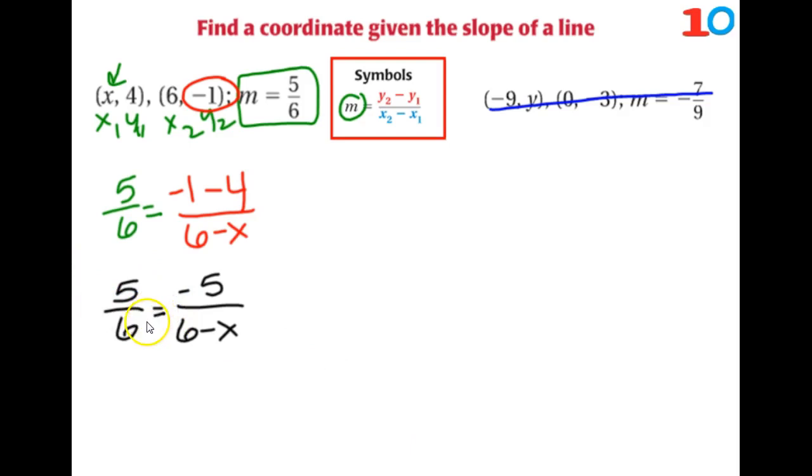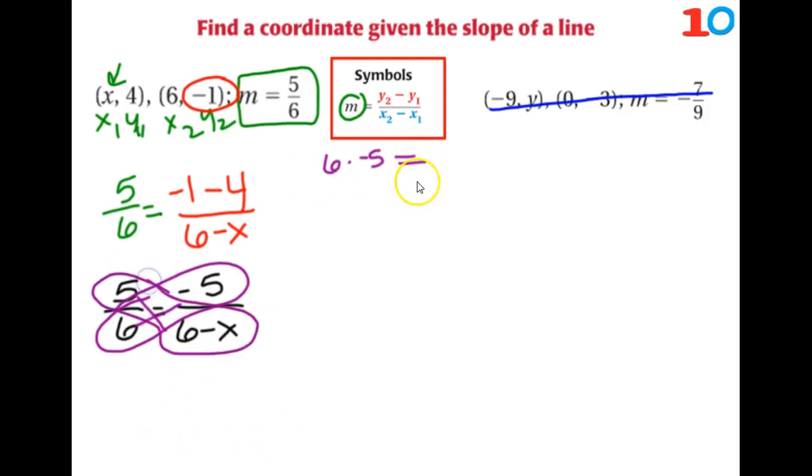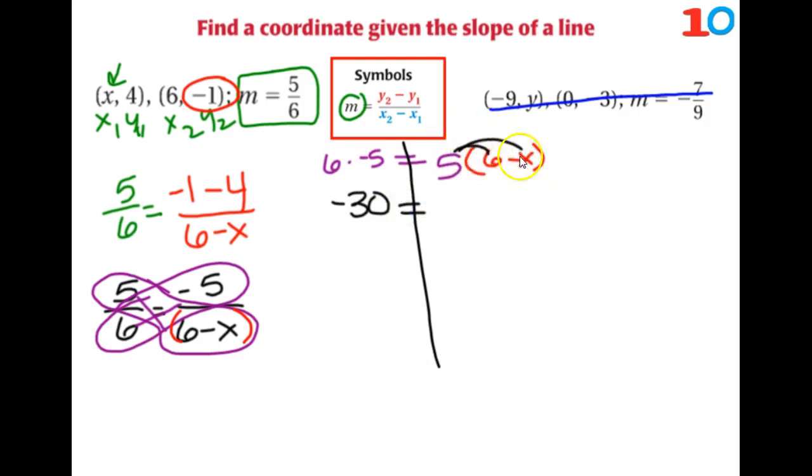But this does look like something we've done before. We can cross multiply like we did in chapter 3. So if I multiply 6 times negative 5 on one side and set it equal to 5 times this whole piece, and this whole piece has adding or subtracting, so we need to keep that together, 6 minus x. Well, 6 times negative 5 is negative 30. If I distribute this, I can draw a box to multiply, or just multiply each term by 5. 5 times 6 is 30. 5 times negative x is negative 5x.